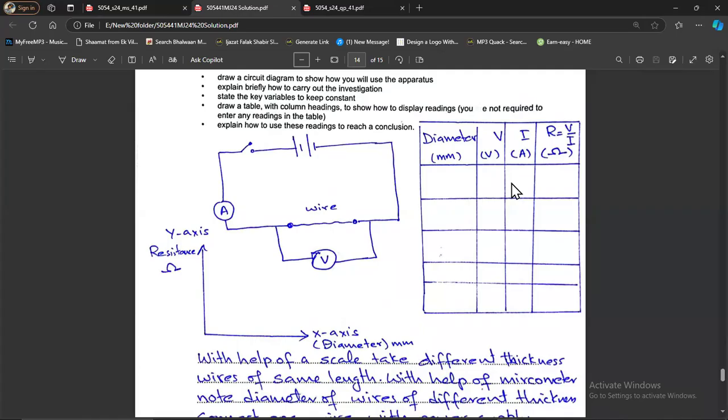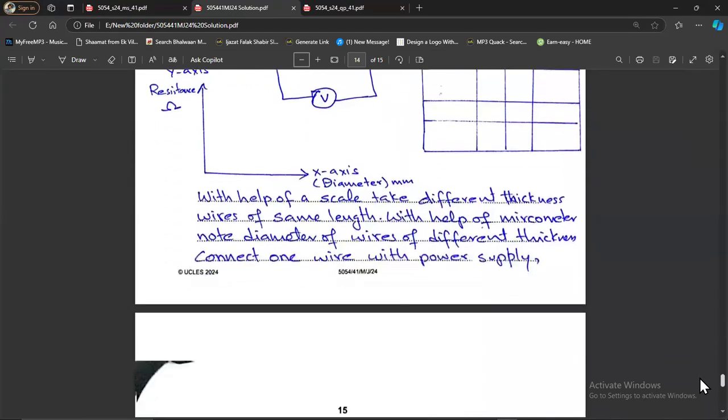And this is the table I'm going to draw. With the help of the micrometer, I will note down the diameter, the voltmeter reading and the ammeter reading, and by using the formula R = V/I, I will calculate the resistance every time. So I will take different wires of different diameters, same material, same length. With the help of a scale, take different thickness wires of the same length. With the help of a micrometer, note the diameter of the wires of different thickness.